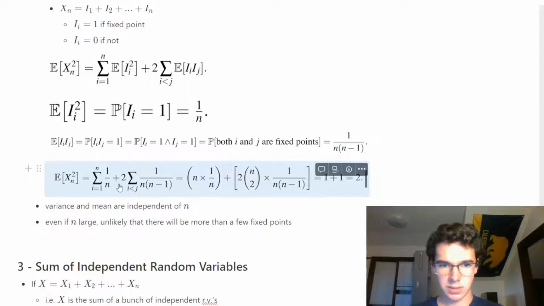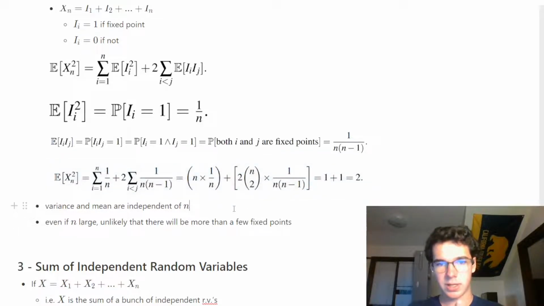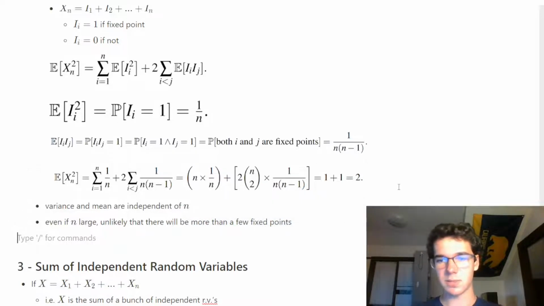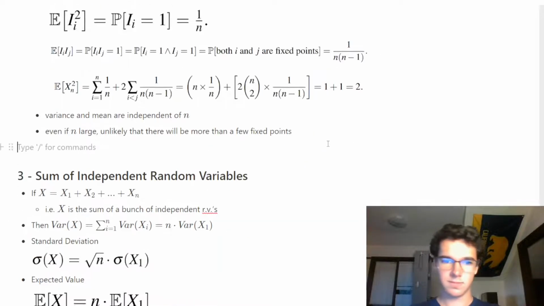So what is this really saying, this expected value? I think our expected value is just 1, no matter the size of the set of students. And then even the spread is only 2. So if n is super big, it's unlikely that there will be more than a few fixed points, because again, the spread is not very much.